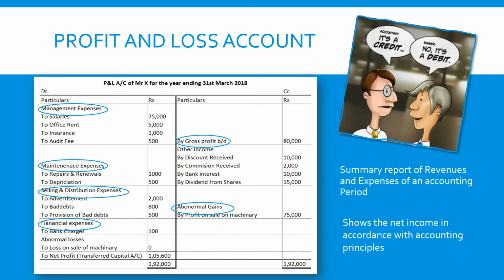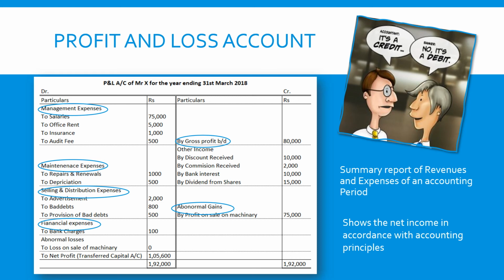Say you have made some investments in the name of the organization or the entity, and you are receiving dividends on those shares. That can be your business income as well. It may not be a normal recurring business income, but it can form part of your profit and loss account. I'm also showing another item as abnormal gains, and on the left side you will see one more item as abnormal losses.